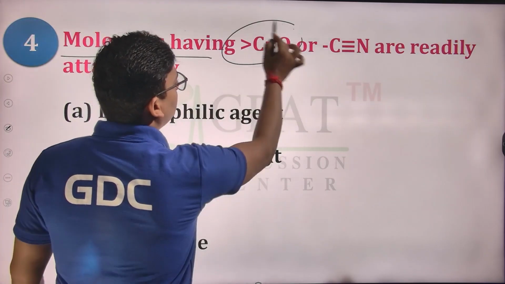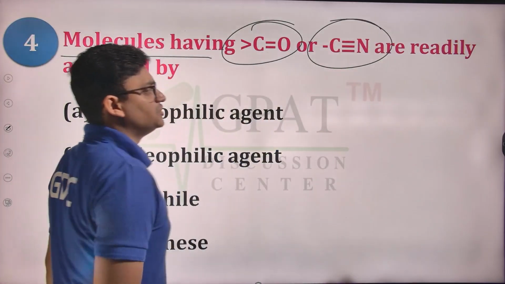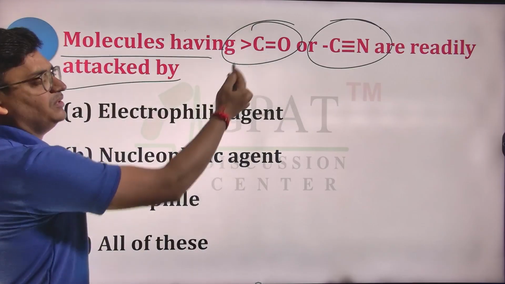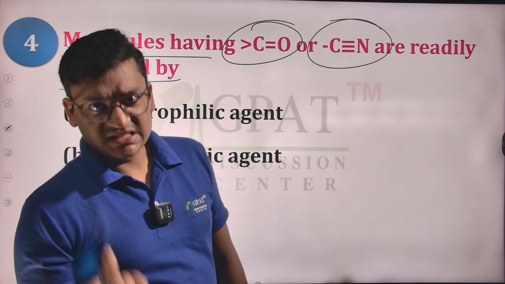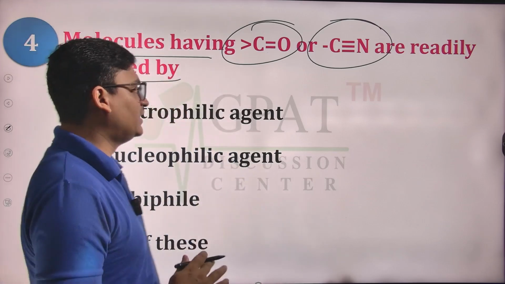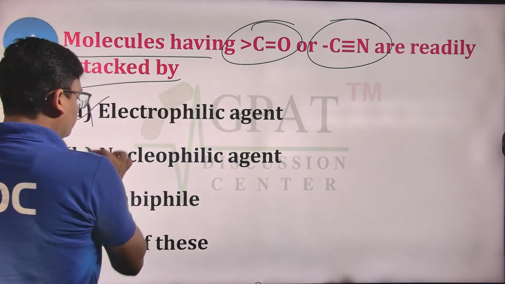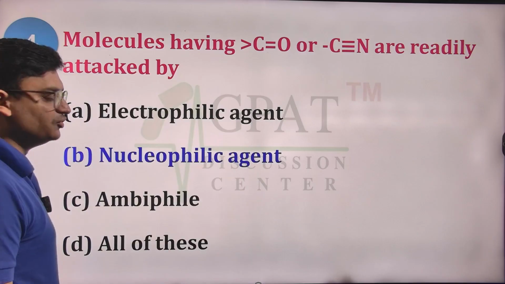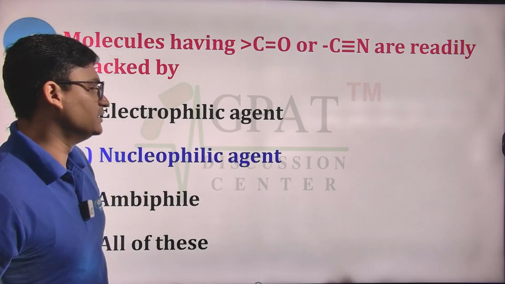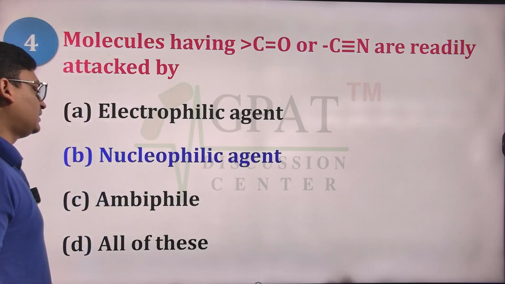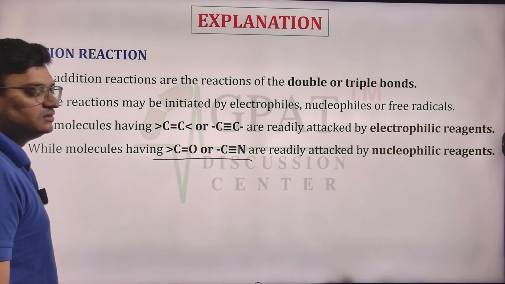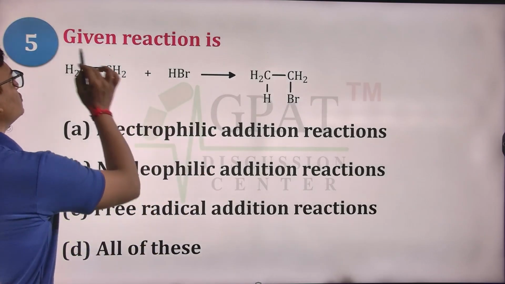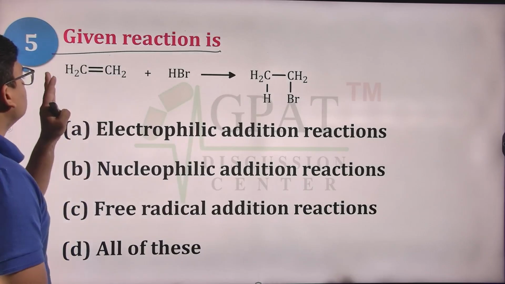Molecules having a C double bond O or C triple bond N are readily attacked only by a nucleophilic reagent like Grignard reagent or HCN. These all are nucleophilic reagents. So not electrophilic, they will be attacked only by nucleophilic reagents. B is your right answer. We have just discussed why we have nucleophilic attack on the carbon-nitrogen and carbon-oxygen bonds.